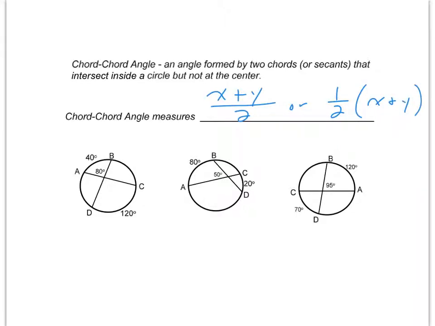So as we look right here, real quick, this is 80. These two angles are both 80 because 40 plus 120 is 160. 160 divided by 2 is 80. These angles right here are 50 because 80 plus 20 is 100. 100 divided by 2 is 50. And these two angles right here are both 95 because 120 plus 70 is 190. 190 divided by 2 is 95.